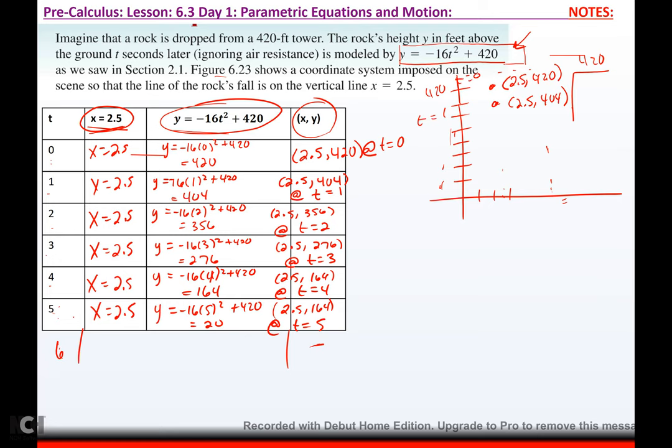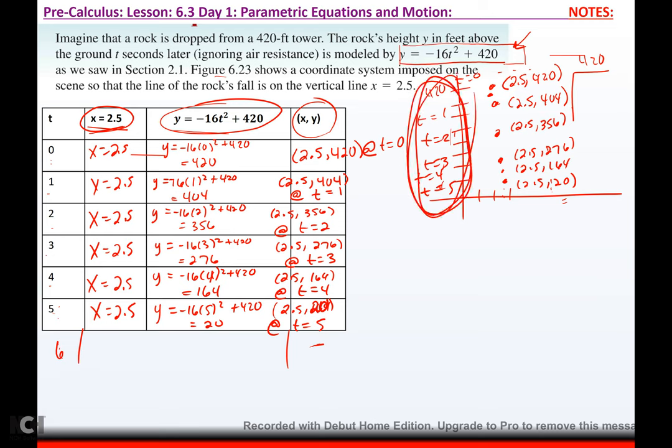Now if you look at this, what you would do is plot those points. That one should have been way up there, and then this one's a little bit further, a little bit further, then down here at 20 feet. So you have these: (2.5, 356), (2.5, 276), (2.5, 164), and (2.5, 20). This would be at time equals 2, 3, 4, 5 seconds. So you can see it gives you an idea of where this rock is going and the time it's taking to get there. That's what parametric equations do.